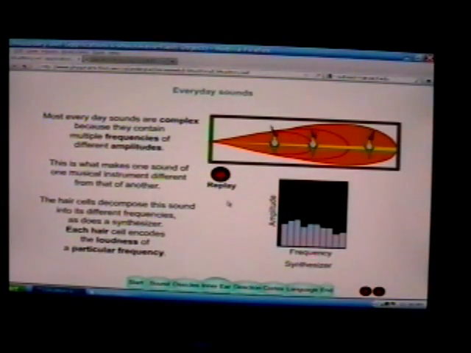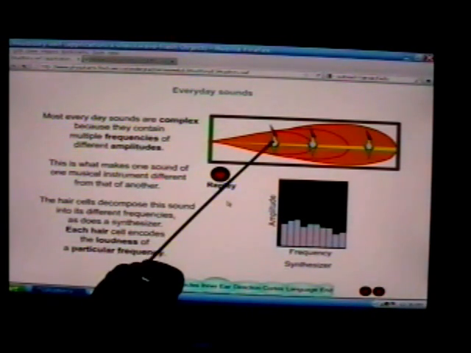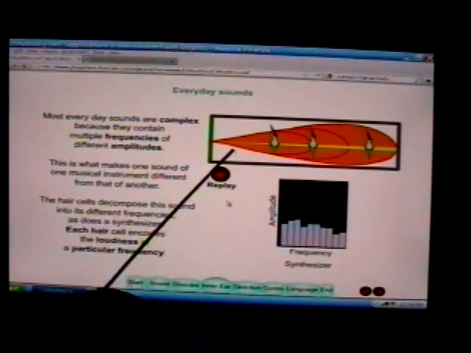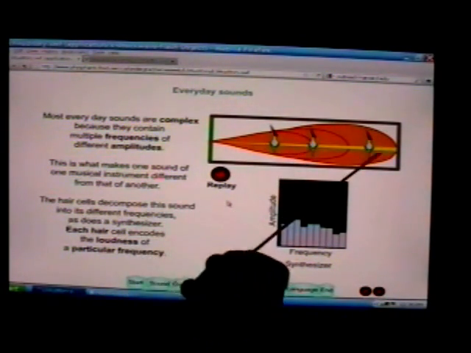Okay. So complex sounds, we can imagine, are activating the whole set of hair cells along the length of the basilar membrane, depending on which frequencies are present. And then the loudness of each of those frequencies is represented by the frequency of action potentials generated by each of the hair cells.